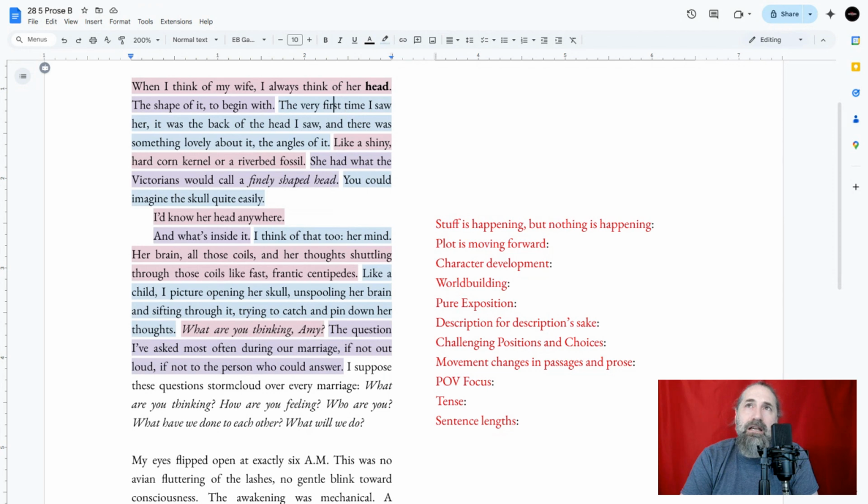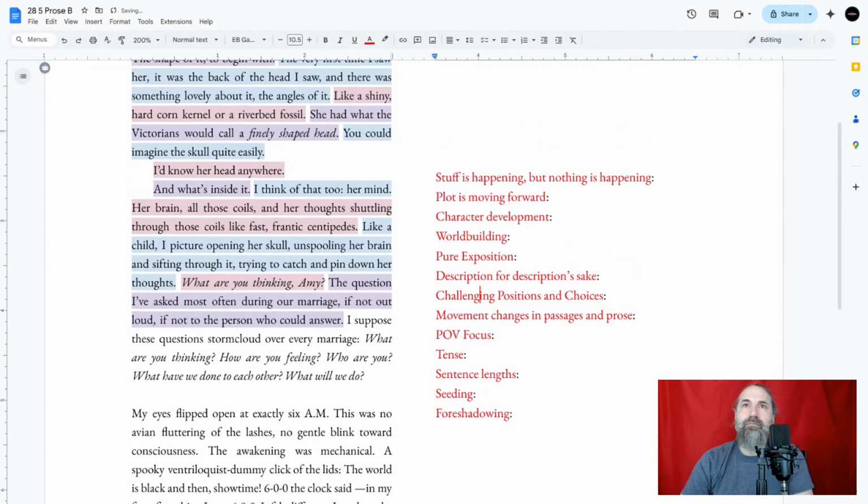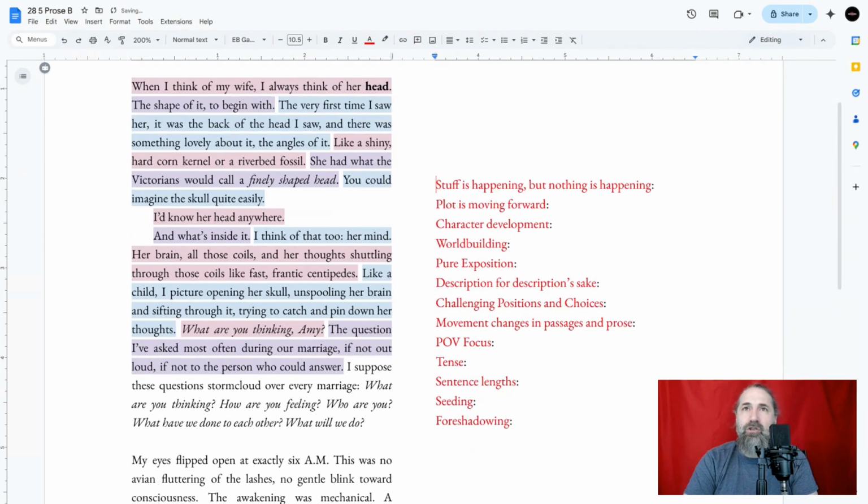The movement is he's thinking about his wife's head and the fact that he would know it anywhere, which, to be honest, is plot because it is seeding. Let's talk about that as well. It's also foreshadowing. Seeding and foreshadowing are not the same. Seeding informs information, and then foreshadowing is the potential for reveal, right?